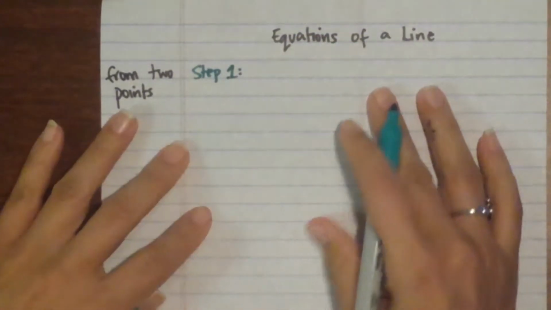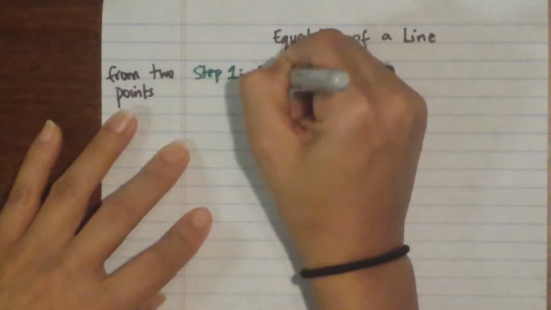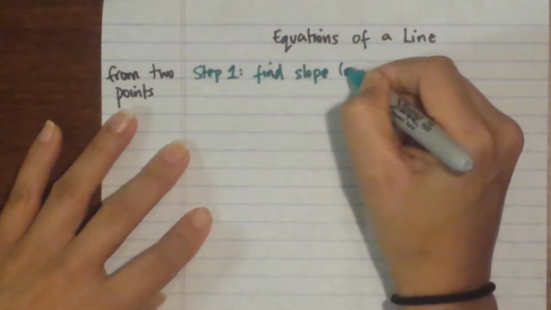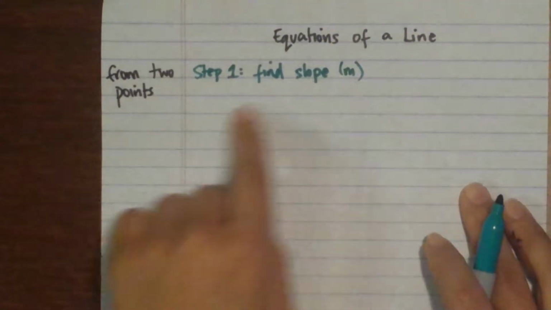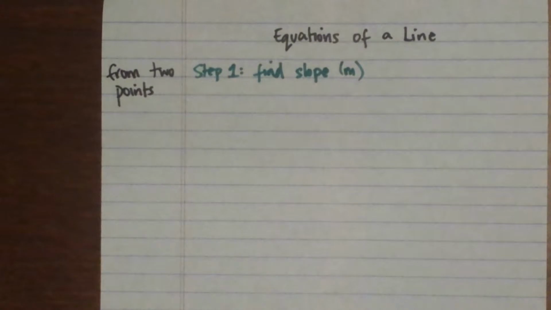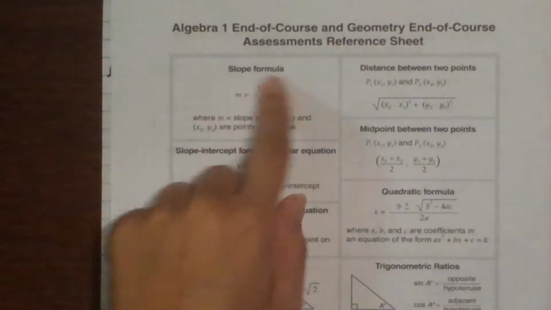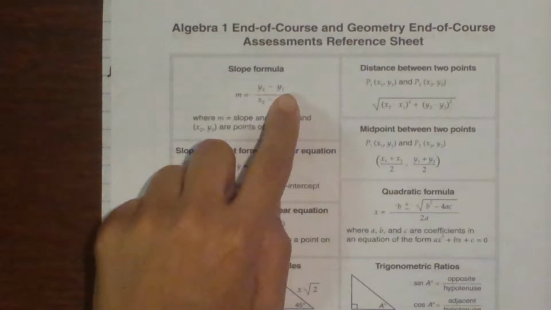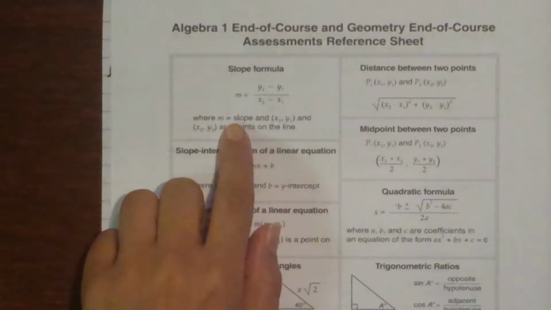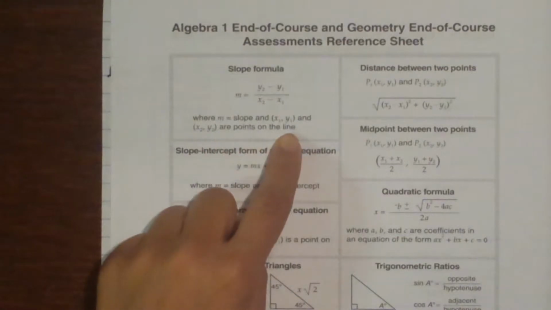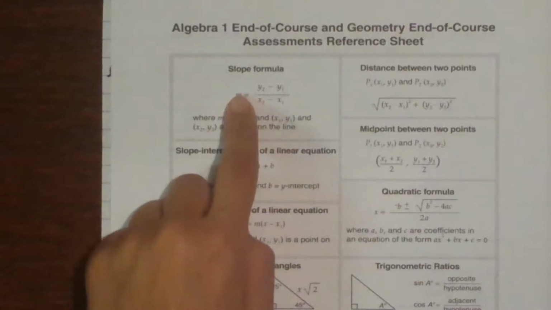So step 1, from 2 points, step 1. First thing you do is you need to find slope m. The really cool thing about this is you have a reference sheet that tells you how to find slope m. So here's my reference sheet. It says slope formula is m equals y2 minus y1 over x2 minus x1, where m is the slope, and x1, y1, and x2, y2 are points on the line.